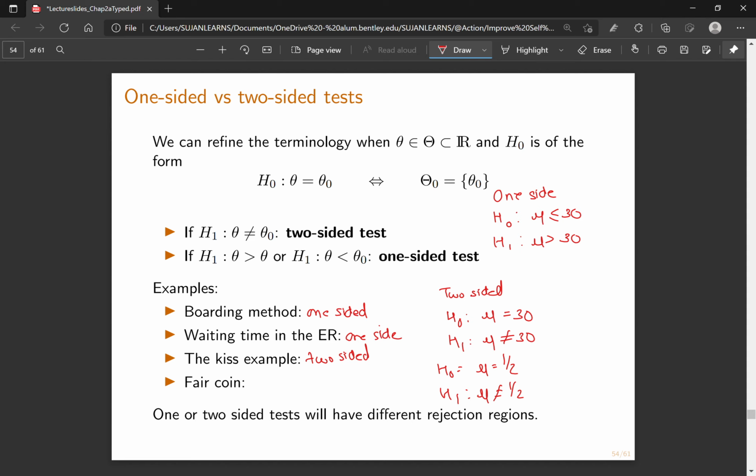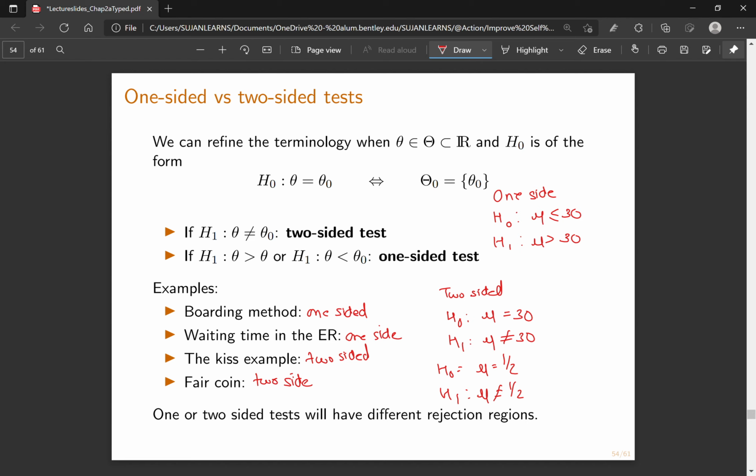How about the fair coin? Is the fair coin a one-sided test or a two-sided test? The fair coin is also a two-sided test because we are assuming that the coin is fair. That means mu is equal to half, and if it's an unfair coin, the alternate hypothesis is that mu is not equal to half. Whether it is less than half or more than half, we don't know yet. But we are only concerned about whether it's fair or not. We have to discover something. That's why it's a two-sided test.